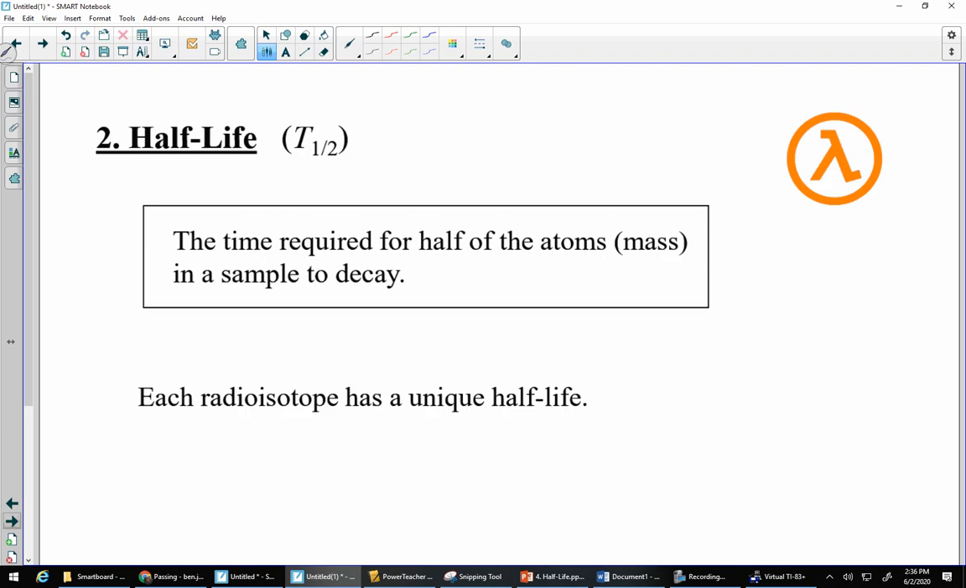Cool. The half-life. This is the time required for half of the atoms in a sample to decay. Sounds kind of weird. Each radioisotope actually has its very, very own unique half-life. And again, I like to think about this in terms of flipping a coin, right? So it takes a certain amount of time for different groups to flip coins, right?